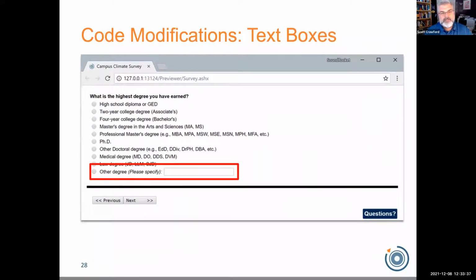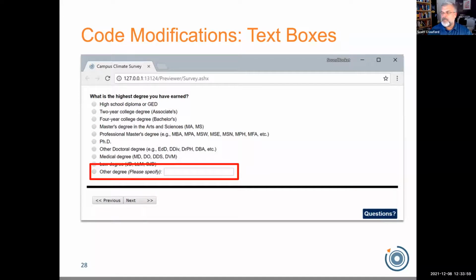In a situation like this, where there are text boxes, the screen reader would just simply read "other degree, please specify text box." If there were no specific labels marked, and just the native way that this software worked, it would not put in any sort of text box description.